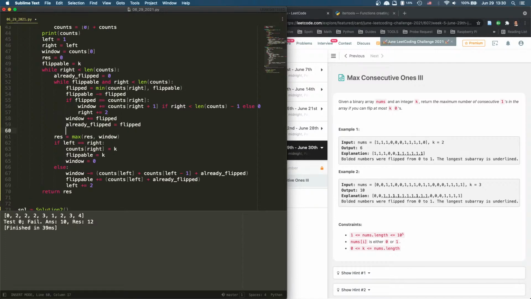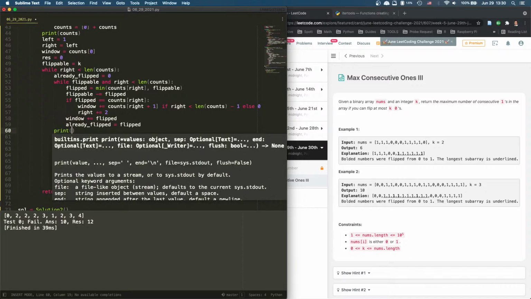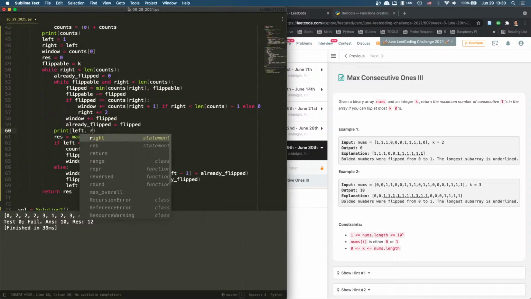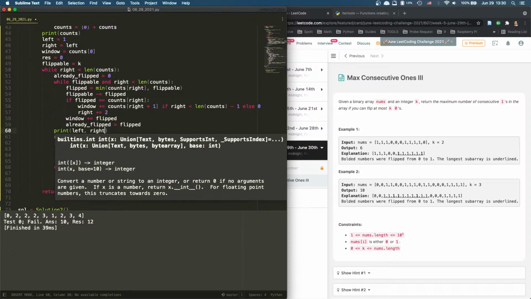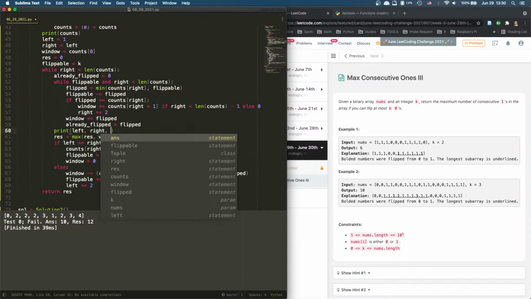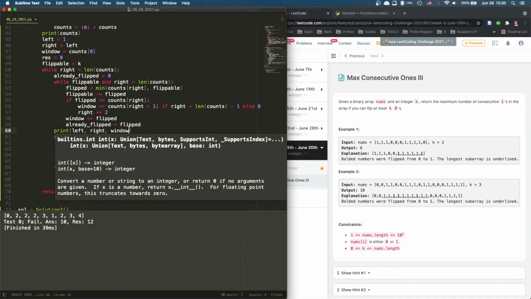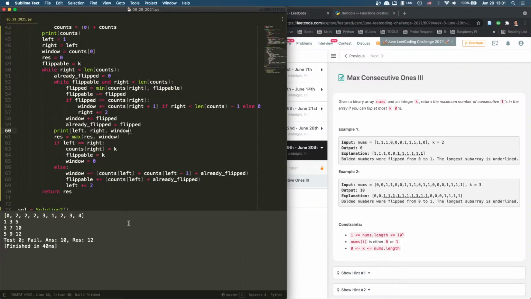So after everything, let's print left, right, window. Okay, left, right, window. Okay, that's what we have. So first round, left is 1, right is 3, and the answer is 5. That's correct. Right, that's correct.